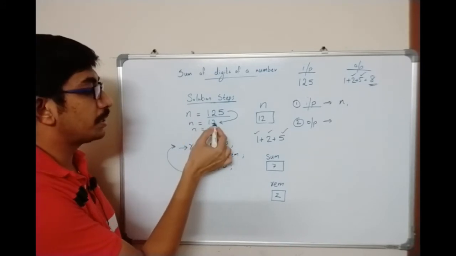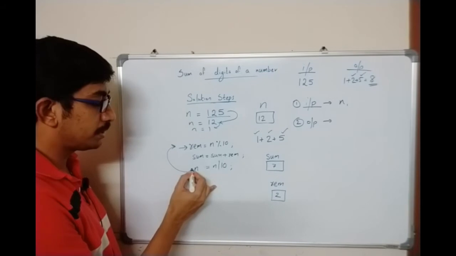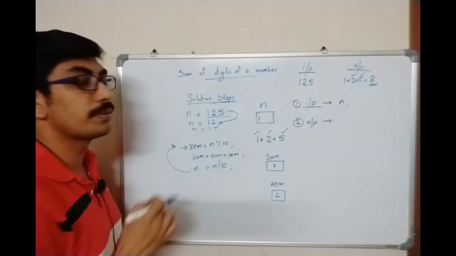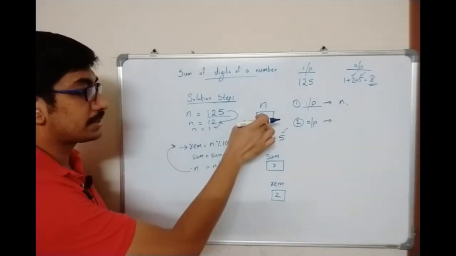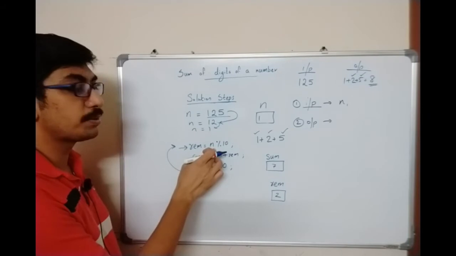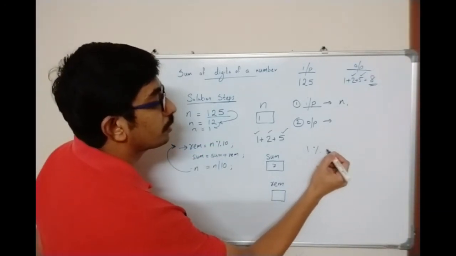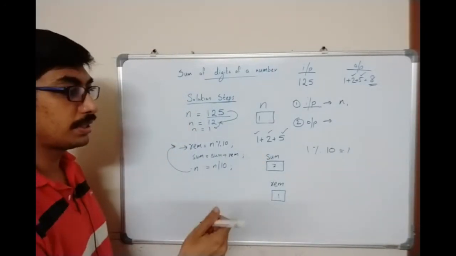So is it possible to convert 12 to 1? Of course you can do that. What you will do? You will repeat this step again. n is equal to n by 10, which means n will become 1. That's fine. Then again you have to extract 1, which means remainder is equal to n mod 10. So 1 mod 10 is equal to 1.